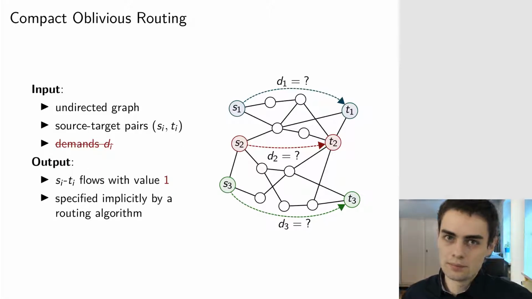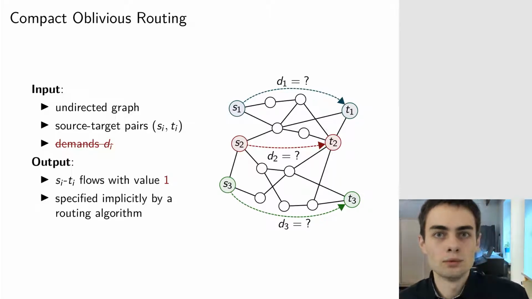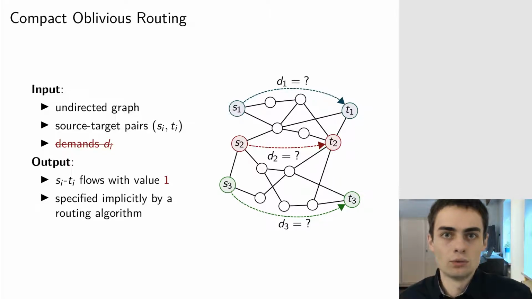Also, we want to be compact. That means that we want to be able to route the packets while using only a small amount of routing information. So we will not specify the flows directly, but instead we will give a routing algorithm which can be used to compute the flows and which can be used to route the packets.